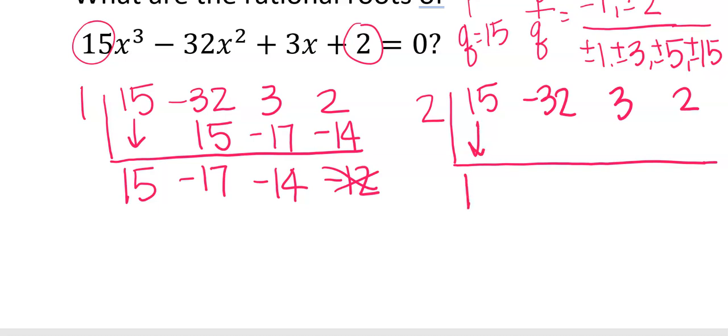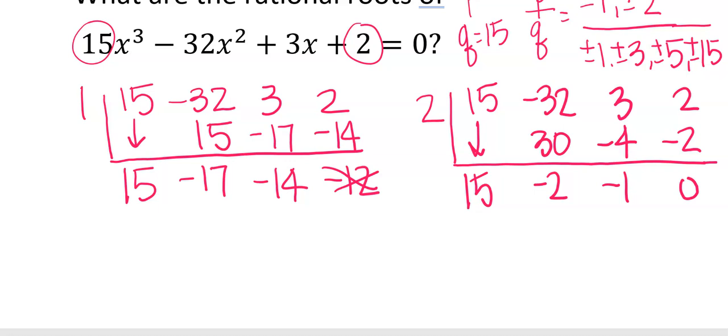Okay, so we bring the 15 down and we multiply. That is the one. Now, is there another way that we can find out if it's a 0 really quickly? Can we plug the number into the original? Yes, you can do that too.